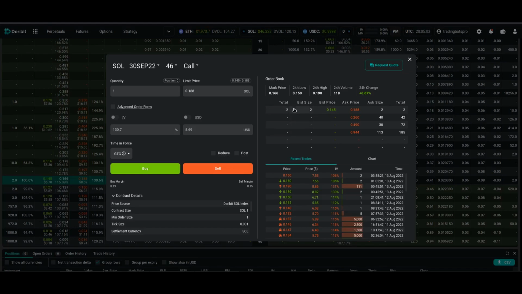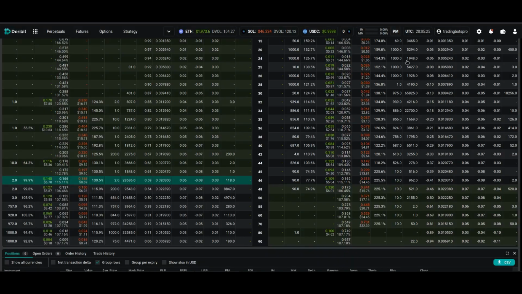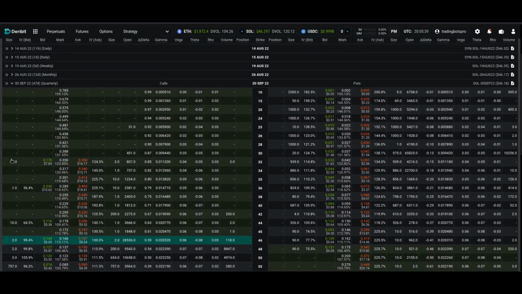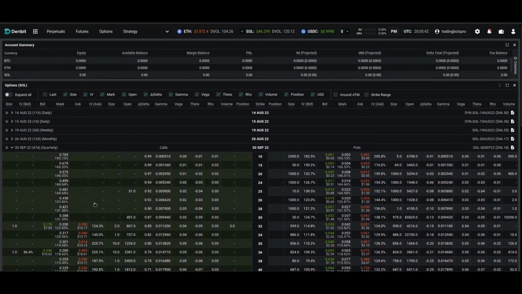Okay, and here it is not super liquid, because we have only 2 contracts for buy, but it's not super bad, because it's enough. You can put in just a little money, for example $8, $9, and you can buy this contract, so you don't need a huge deposit. And that is why I would like to trade Solana, for example.